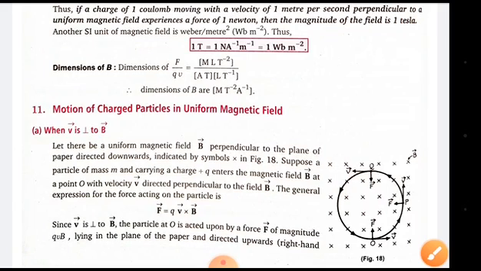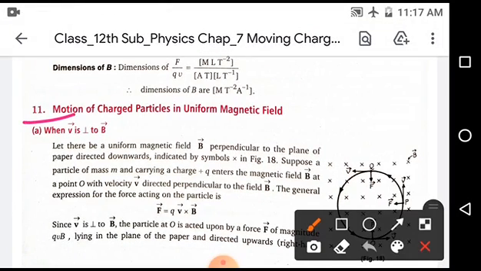Motion of a charged particle in a uniform magnetic field. Here we will discuss the motion of a charged particle. That means when any charged particle is placed in a magnetic field, what is the path of the charged particle when it moves?